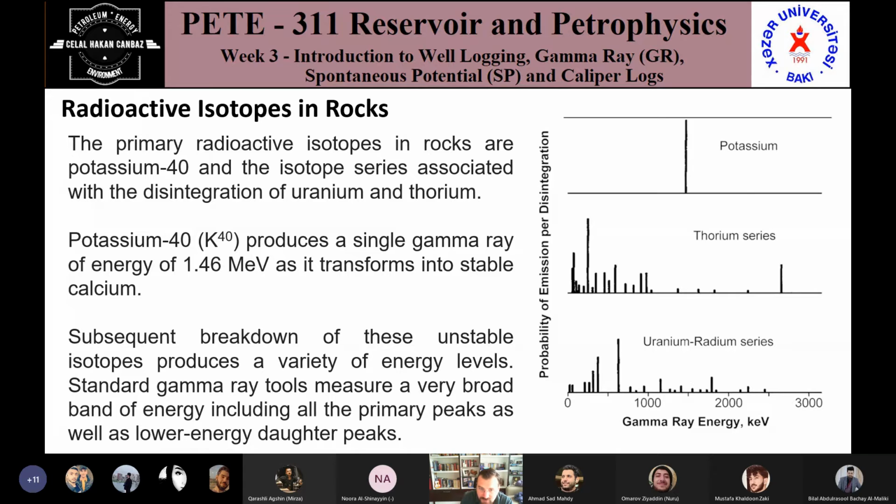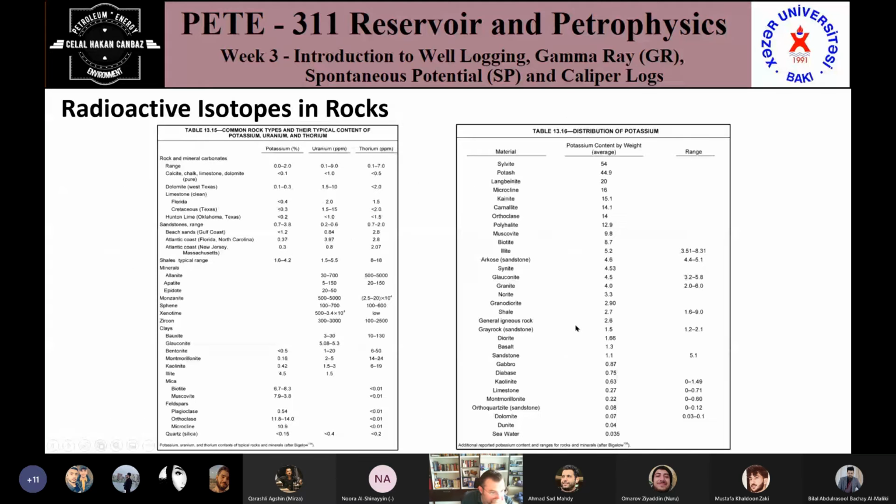This is the radioactive isotopes in rocks. For example, here you see two tables. In the left table, it lists some of the common rock types and their typical content of potassium, uranium, and thorium. Potassium is an abundant element, so the radioactive K-40 is widely distributed in all materials.